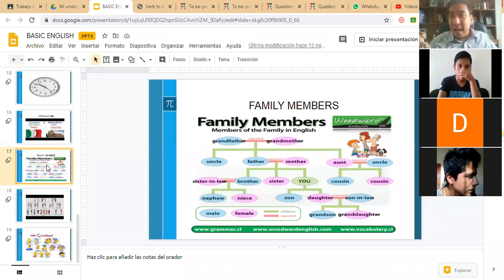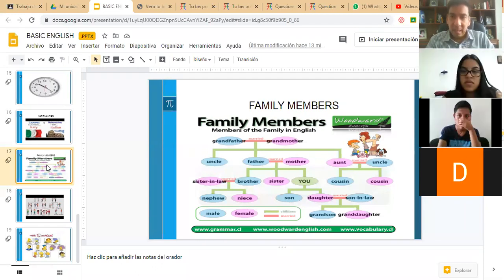You can see that after sister, we have two words. Tenemos dos palabras, ¿verdad? In-law. That means your political family. Eso significará su familia política. Cuando usted se casa con alguien, se casa con la familia también. Y la otra familia se convertirá en su familia política. Entonces, ¿quién será la hermana política? La cuñada. Y si sister-in-law es cuñada, ¿cómo será cuñado?